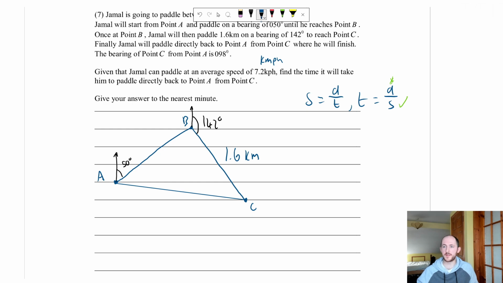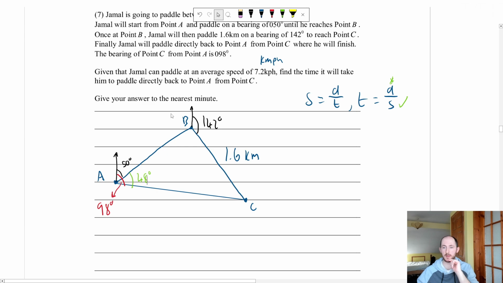The bearing of C from A is 98. Ah, of C from A. Okay. So that means this angle is 98 degrees. This is really good. So I know that this interior angle here is 98, right? The full thing minus 50. So that's actually 48 degrees. Beautiful. And let's see, what else could we do?